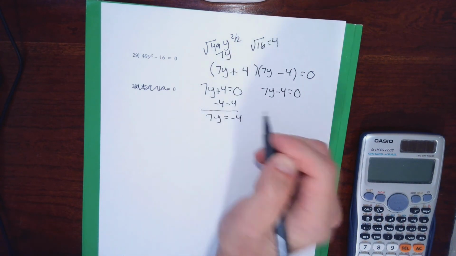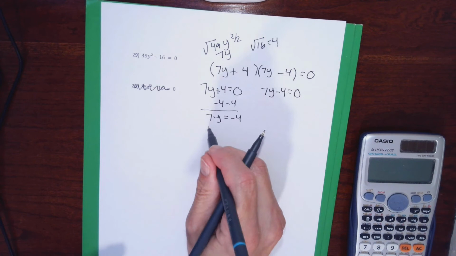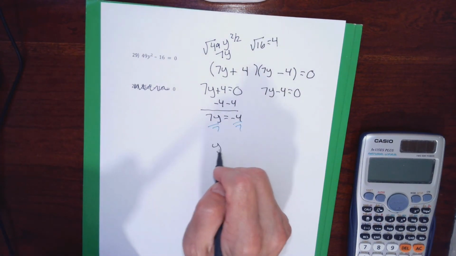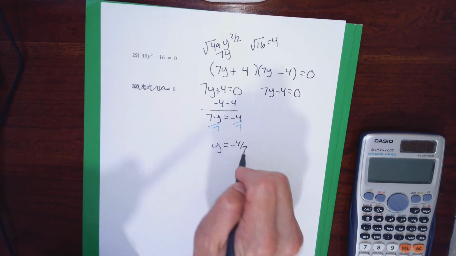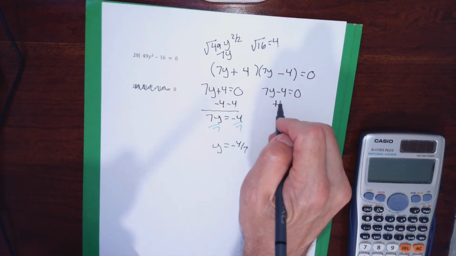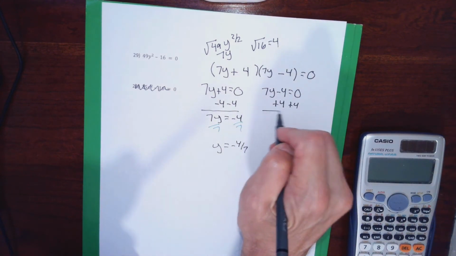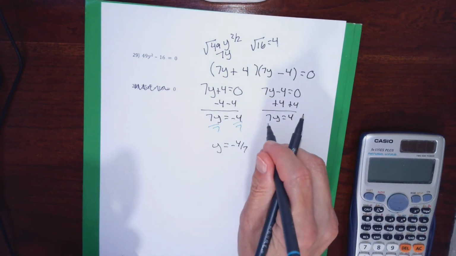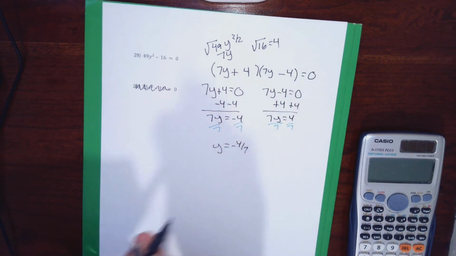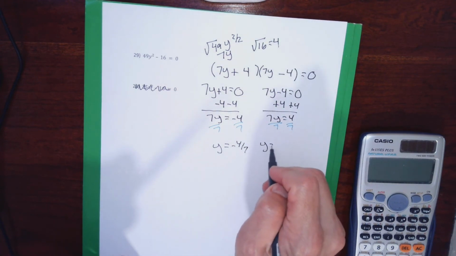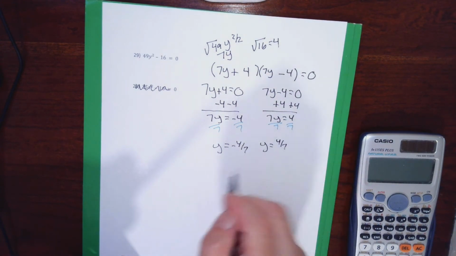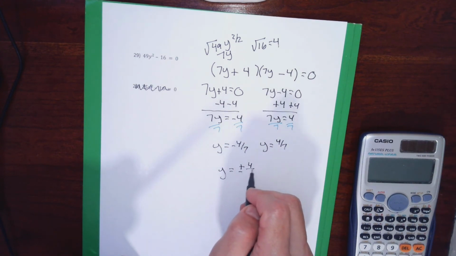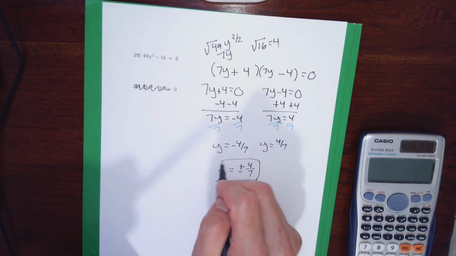The first factor that I wrote down, 7y plus 4, I minus 4, and then divide by 7, divide by 7. The second factor of 7y minus 4, I add 4 and get 7y equal to 4, and then divide by 7, divide by 7, I get y equals positive 4/7. Since my answers are opposites, you usually write the answer with the number written once, preceded by the plus or minus sign.